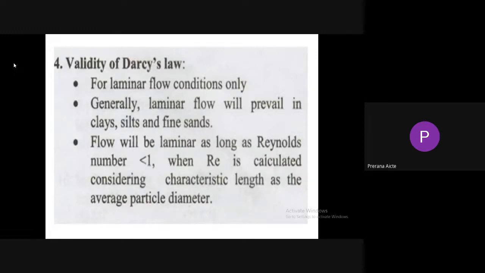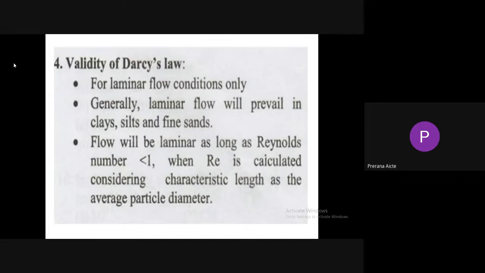So clay soil, silty soil, and fine sands, laminar flow will exist. That's why Darcy's law is valid only for silts, fine sands, and some types of clays. For expansive soils, at least like Leda clay, Darcy's law is not valid.